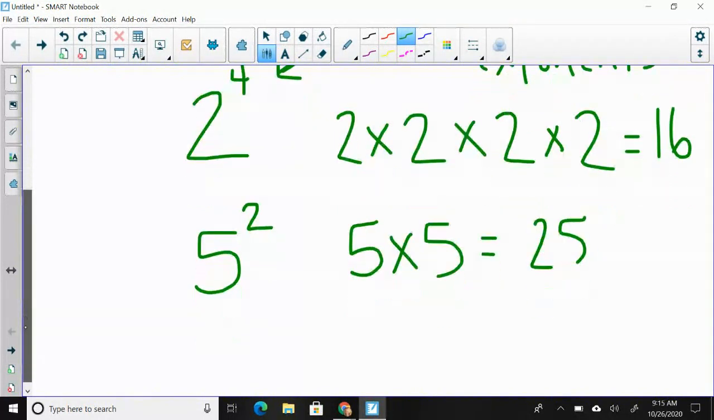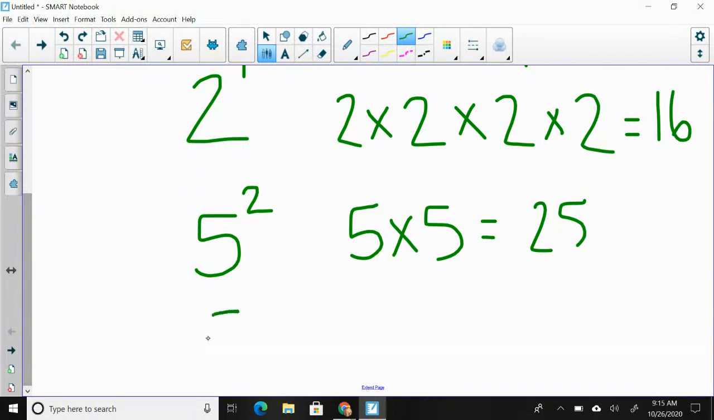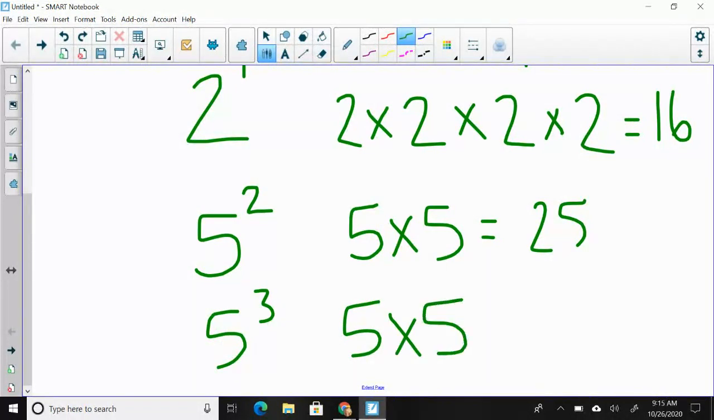What happens if I said 5 to the 3rd power? That would be 5 times 5, which is 25, times 5 again. 25 times 5 is 125. So your number, when you have an exponent, gets really big, really fast.